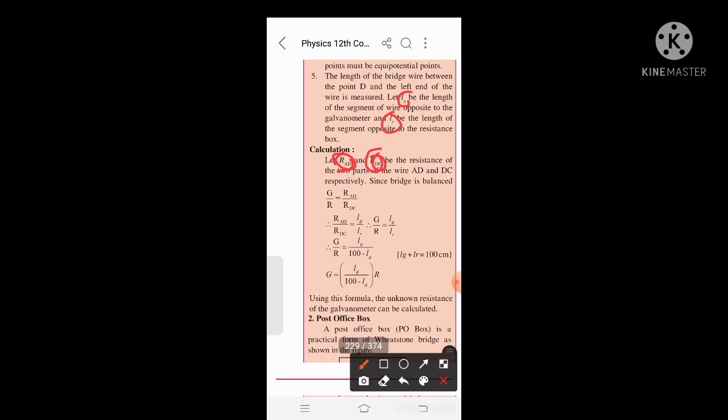Then we use the balancing condition which is obtained in Wheatstone's network, that is first resistance upon second resistance is equal to third resistance upon fourth resistance, that is G upon R is equal to RAD upon RDC, where G is the resistance of galvanometer, R is the resistance which is taken from the resistance box, which is the known resistance. RAD is the resistance across wire AD, and RDC is the resistance across wire CD.